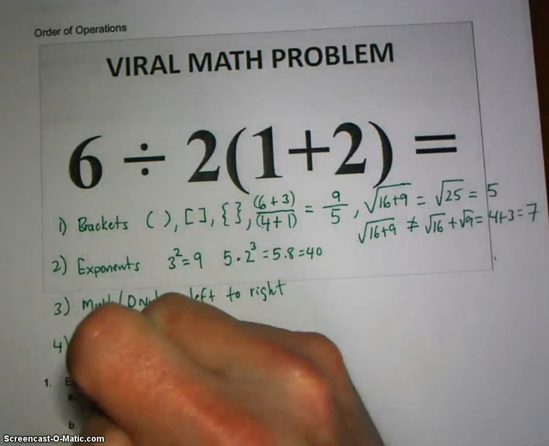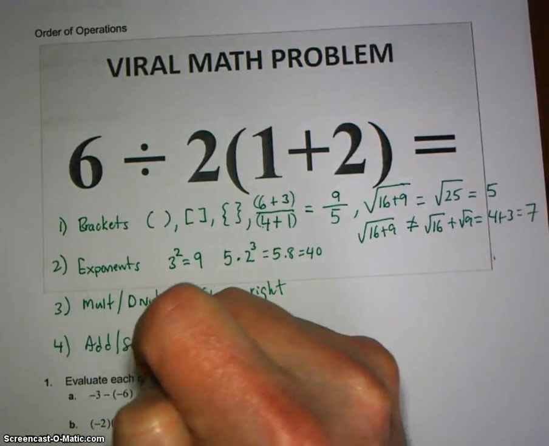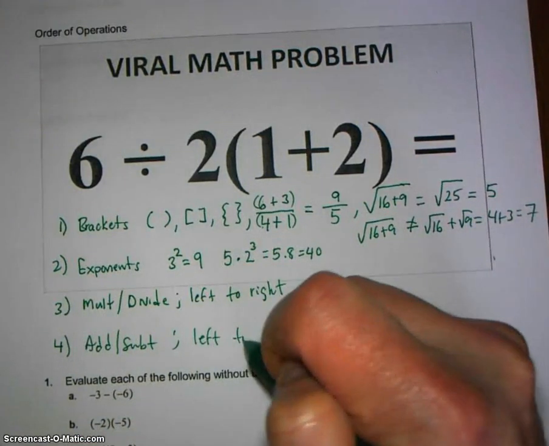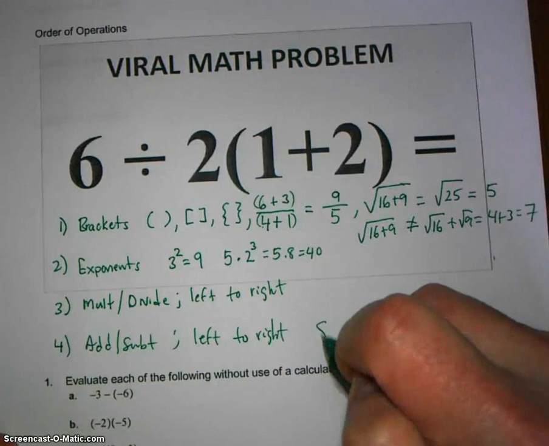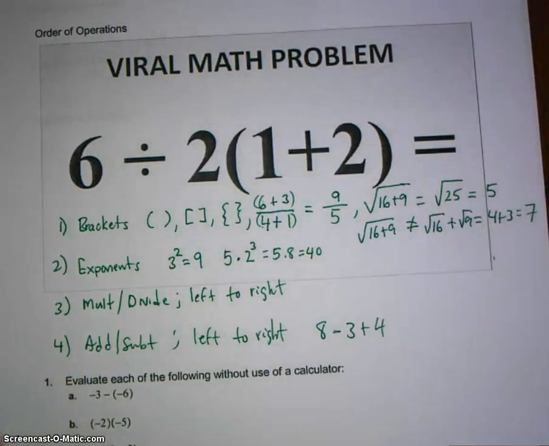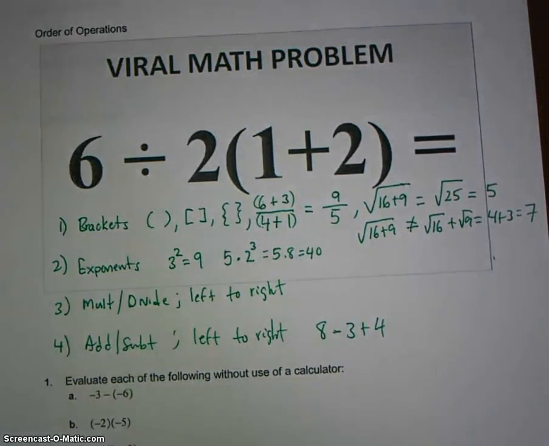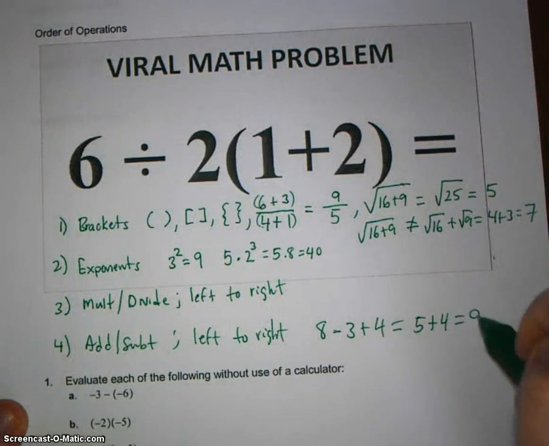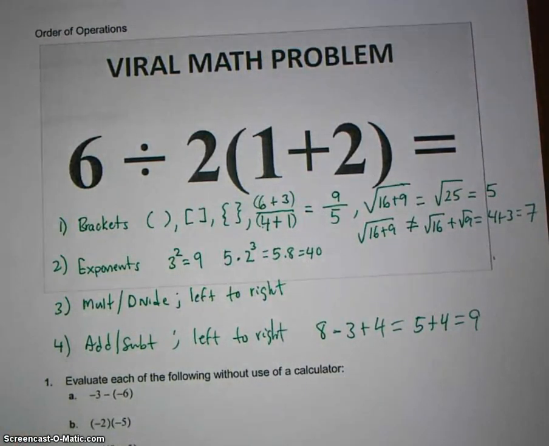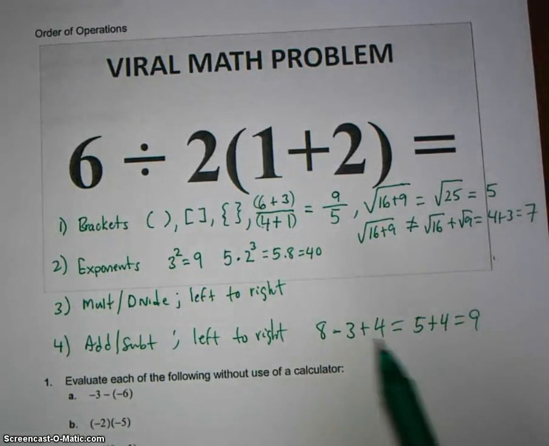And then lastly, we have add, subtract. And again, these go left to right. So in other words, if I have 8 minus 3 plus 4, I do the 8 minus 3 first because it's on the left. So that would be 5 plus 4, which is 9. And in this case, it doesn't make a difference. If you did it in the wrong order, you would happen to get 9. That has something to do with something else that we'll talk about in a few minutes, the commutative property, but that's not important right now.